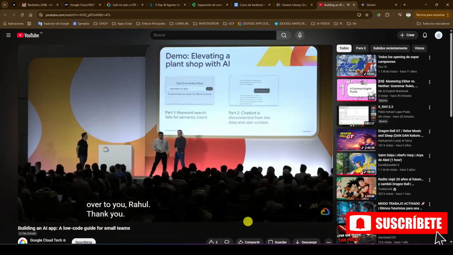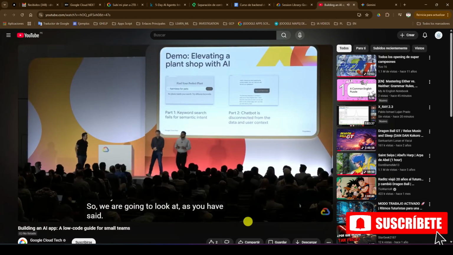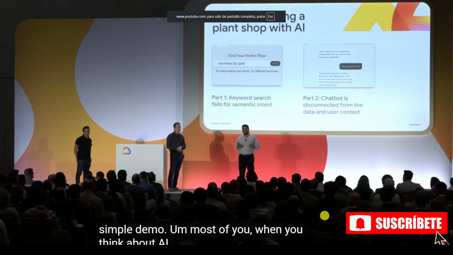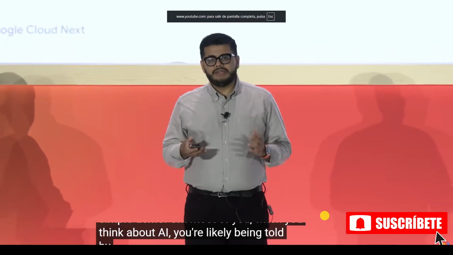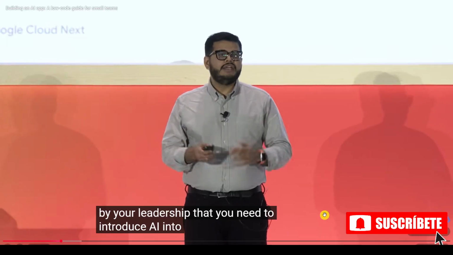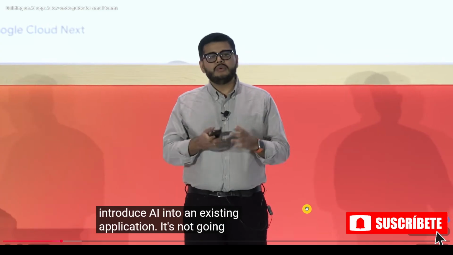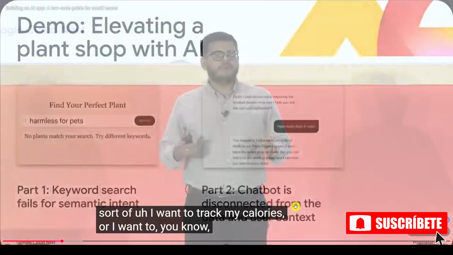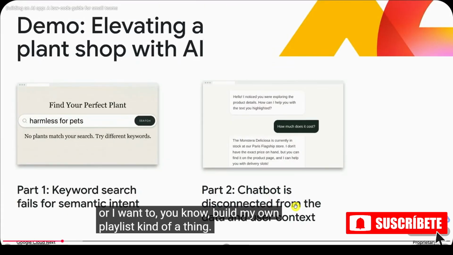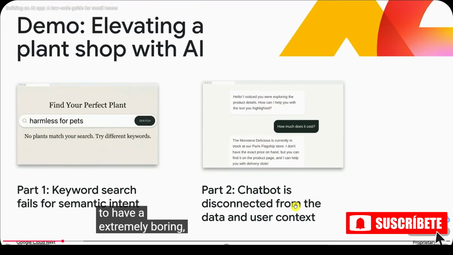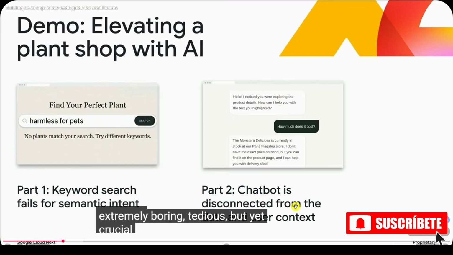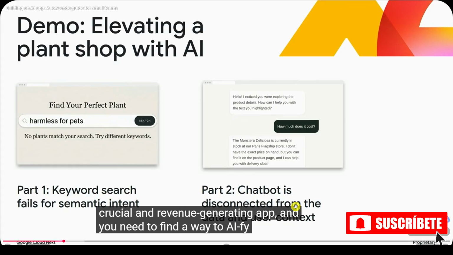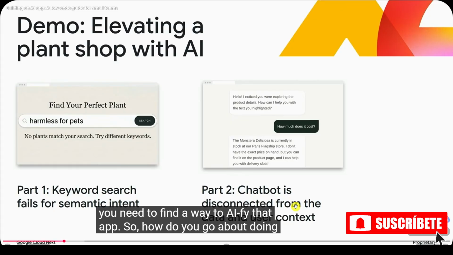Thank you. So we are going to look at a very simple demo. Most of you, when you think about AI, are likely being told by your leadership that you need to introduce AI into an existing application. It's not going to be some sort of "I want to track my calories" or "I want to build my own playlist" kind of thing. You're going to have an extremely boring, tedious, but crucial and revenue-generating app, and you need to find a way to AIfy that app. So how do you go about doing that?